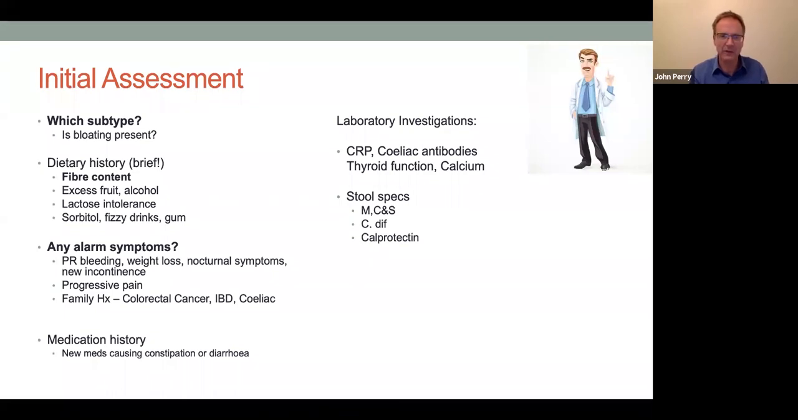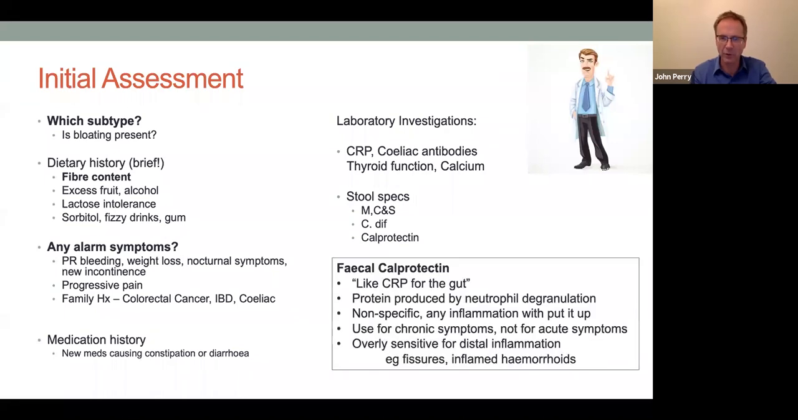Someone will have looked for bugs at some point, and I think most of you are getting the idea that fecal calprotectin is quite a big player in this situation. It's not always used well though, so I'll put a little bit of info about that. Think of fecal calprotectin like CRP for the gut. Calprotectin is a protein that's produced by neutrophil granulations. It's actually produced in loads of other fluids, spinal cord fluid, lots of other places, but the stool is where it's found.